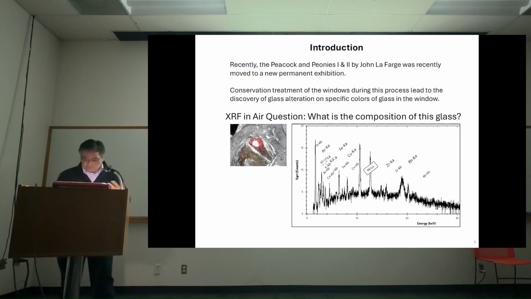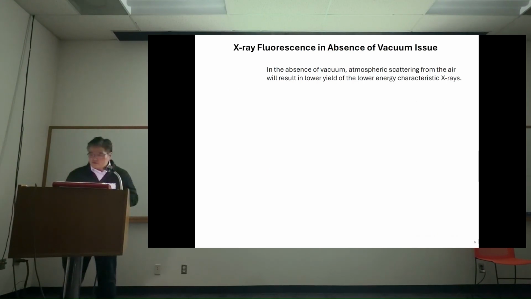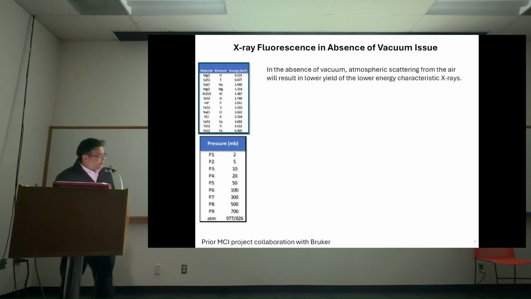Having worked on this problem before, it's actually a tricky one, because in the absence of vacuum, atmospheric scattering from air will result in a lower yield of the lower-energy characteristic X-ray lines. My colleague and I had been working with Bruker on a collaborative project where we collected data to better explain this. The top left box is a set of single crystals that we used with those specific elements of interest that yield those characteristic X-rays.